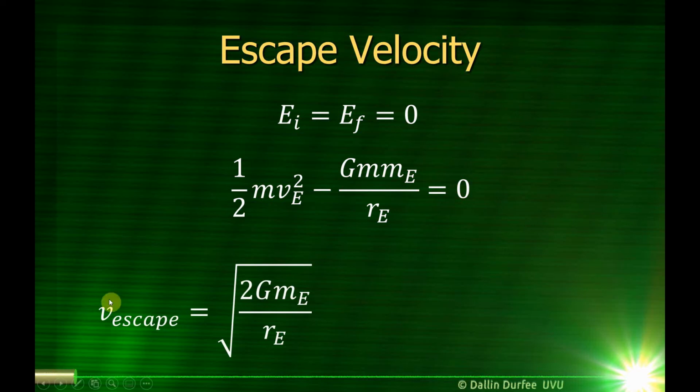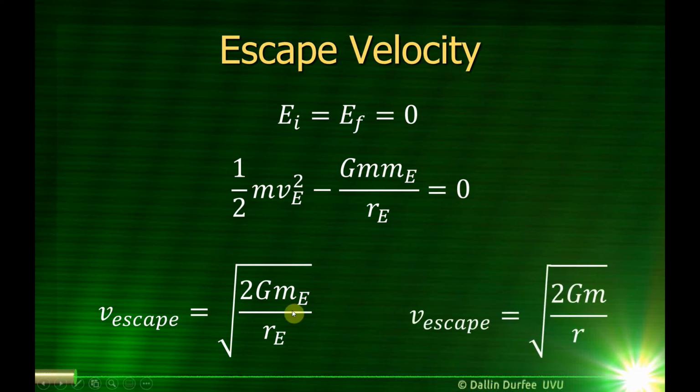Now, this is a general principle. It doesn't just apply to the Earth. It applies to any gravitational sphere. So in general, the escape velocity to get away from a planet or a star is just the square root of 2G times the mass of the thing we're getting away from, divided by how far from the center of that object we're starting out.